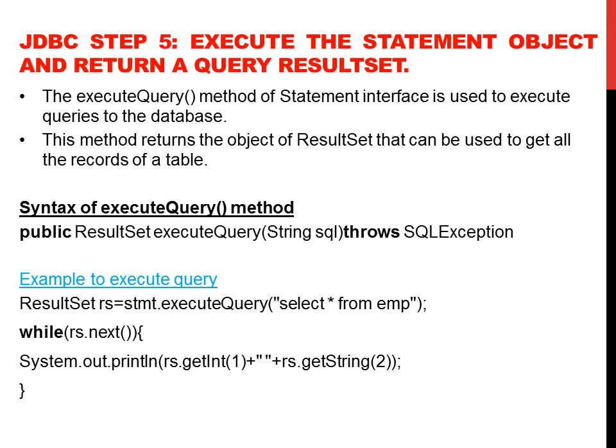So fifth step is to execute this statement object we have formed. It will return a query result set. In order to execute this statement object, we can make use of the executeQuery method. The executeQuery method is provided by the Statement interface, and it will return a ResultSet object that contains rows or records of a table. The format of executeQuery is public ResultSet executeQuery. As argument, you have to pass the SQL statement.